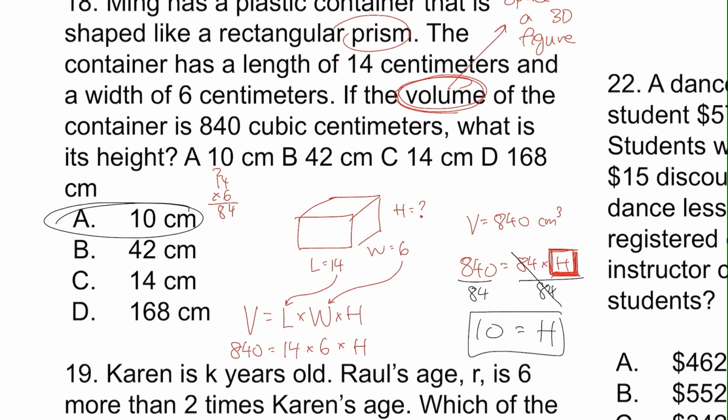And you can double check your answers. If you do 14 times 6 times 10, you will get the volume of 840 cubic centimeters. So for this problem, the key is to use the formula for volume, length times width times height. And this is a backwards problem, so I have to use inverse operations.